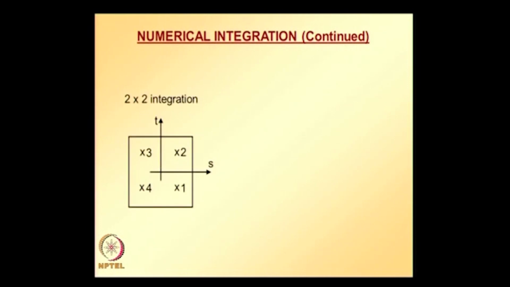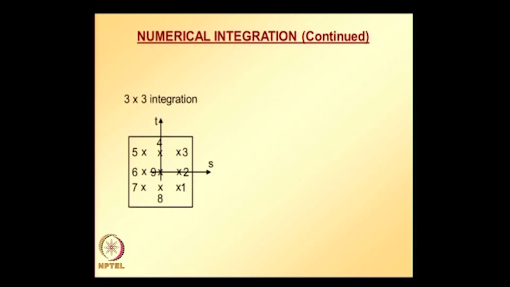For 2 by 2 integration, the locations along s direction, locations along t direction, and weight along s direction, weight along t direction are given here. So, by taking the Cartesian product of the s values s1, s2 and t1, t2, we get the locations of all the 4 integration points, and the weight at each integration point is weight along s direction times weight along t direction.